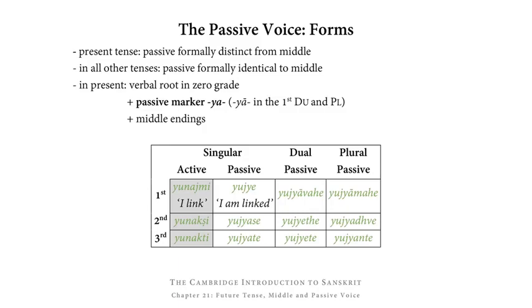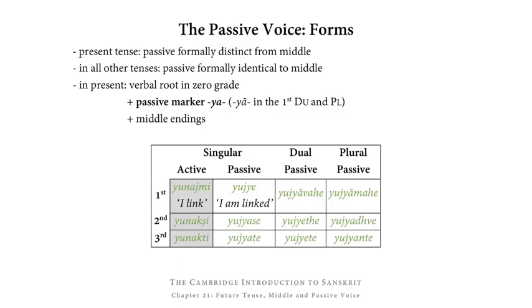To compare an active and a passive form, let's look at this table here, of yuj, meaning to link. We get the active forms yunajmi, yunakshi, yunakti. Yuj is class 7, and so in the strong forms it adds na into the root, and in the weak forms it adds n. Now in the passive, it doesn't matter at all what verb class a root belongs to. There's just one way for all the different classes to form their passives, and that's by taking the zero grade of the root, so yuj, adding your ya, and adding your endings.